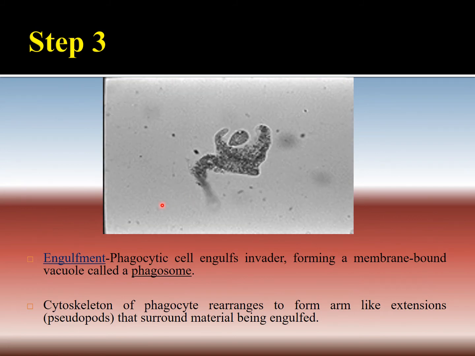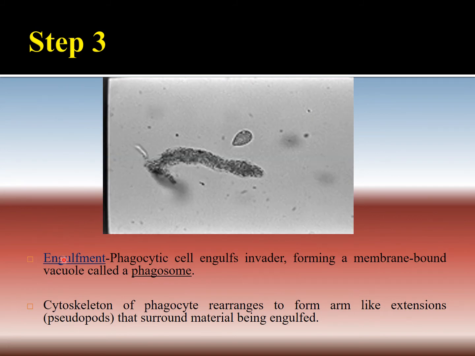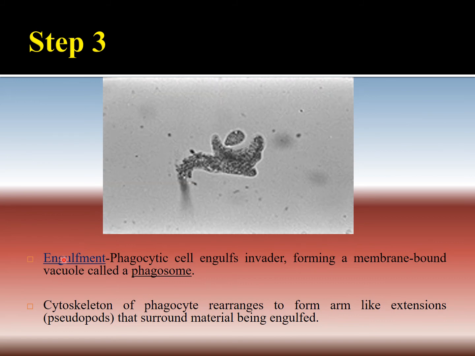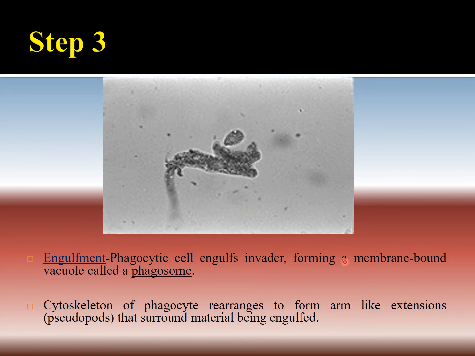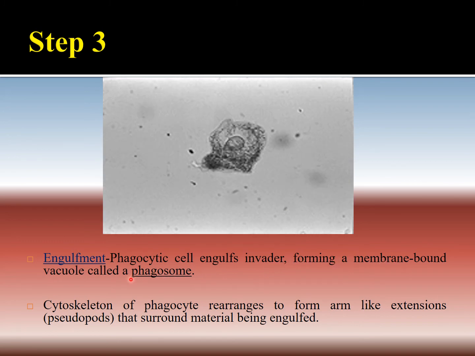الخطوة الثالثة it's very important هي عملية الالتهام. The phagocytic cells engulf the invader, forming a membrane bound vacuole called phagosome.